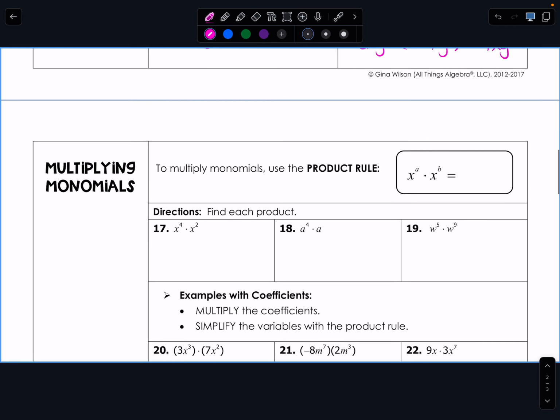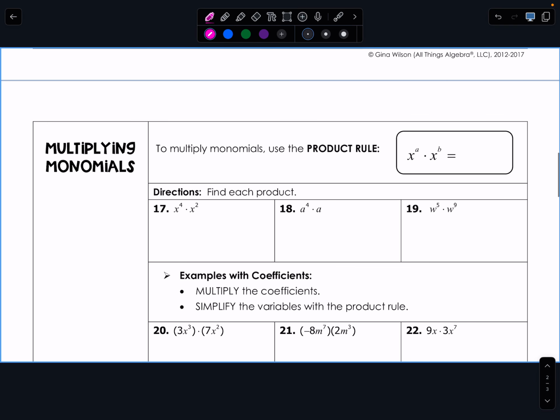Okay, so to multiply, I'm going to use my rules of exponents. Which you're right, Mason, I'm just adding the exponents together. So didn't we just add the apples? So I get x to the 4 plus 2, which is x to the 6th. a to the 4 plus 1, a to the 5th. w to the 5 plus 9, w to the 14th.